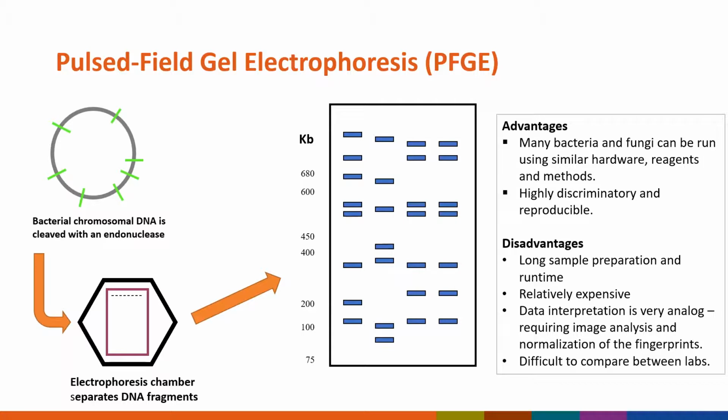And these digested fingerprints are then loaded into a specialized electrophoresis system that applies a constant voltage across the gel matrix in one direction and alternating pulses of voltage at 60 degree angles, which makes these large pieces of DNA sort of sift through the agarose matrix and separate into distinct gel fingerprints, even though they're really massive pieces of DNA. So there's a lot of advantages.